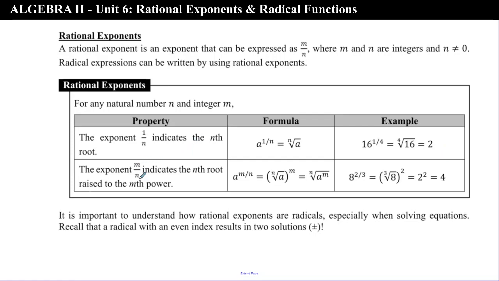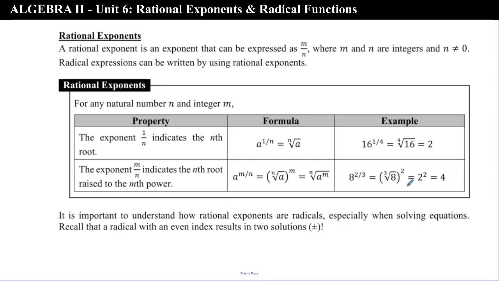The exponent m over n indicates the nth root raised to the mth power. So a to the m over n is the same as the nth root of a raised to the m, or you can say it as the nth root of a to the m. So 8 to the 2/3 would be the same thing as the cube root of 8 raised to the second, which is 2 squared, which is 4.